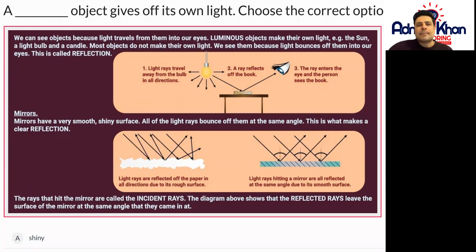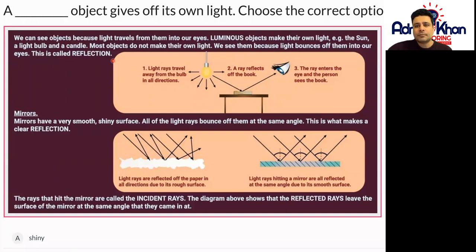So we can see objects because light travels from them into our eyes. So we usually see objects because the light travels from them into our eyes. Luminous objects make their own light, for example, the sun, a light bulb, and a candle. Most objects do not make their own light. We see them because light bounces off them into our eyes, and this is what we call reflection.